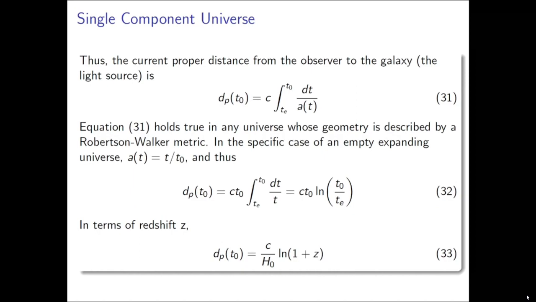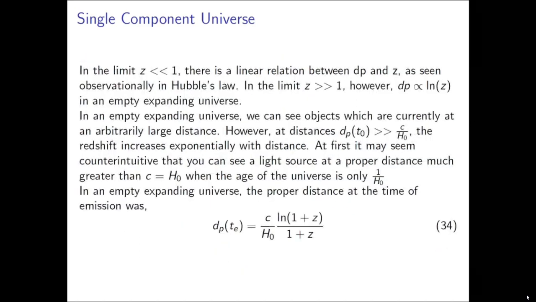So in terms of redshift, which is what we are trying to find here, you can write the proper distance d_p(t_0) as c by H_0 times ln of 1 plus z. So the proper distance at the present moment to a different galaxy or any light source at some distance, since the universe is also expanding, you can get using equation number 33, which is also in the form of the redshift that is observed from that point.